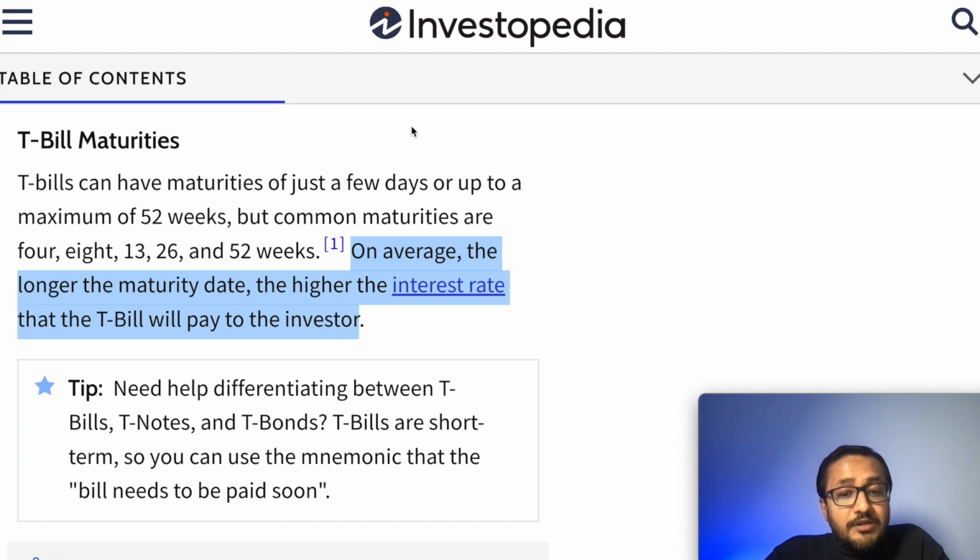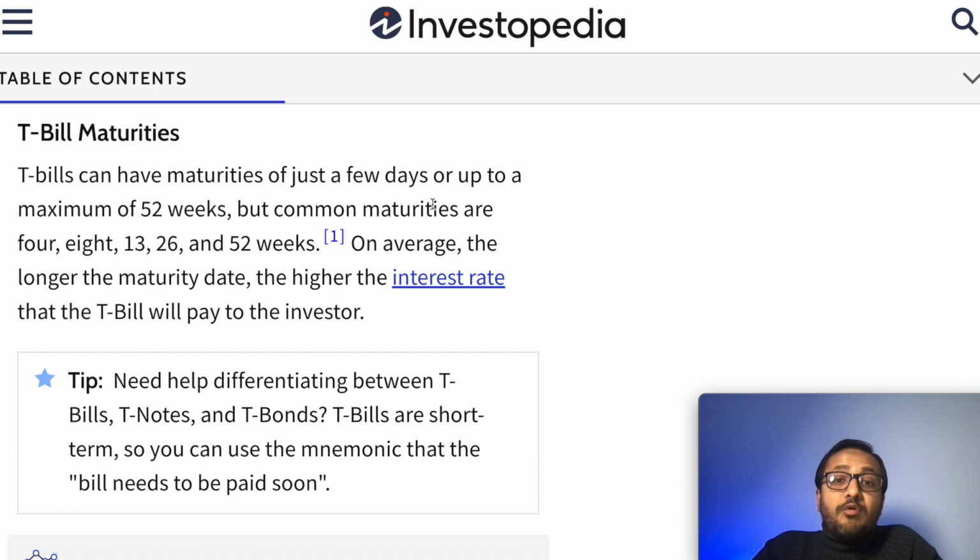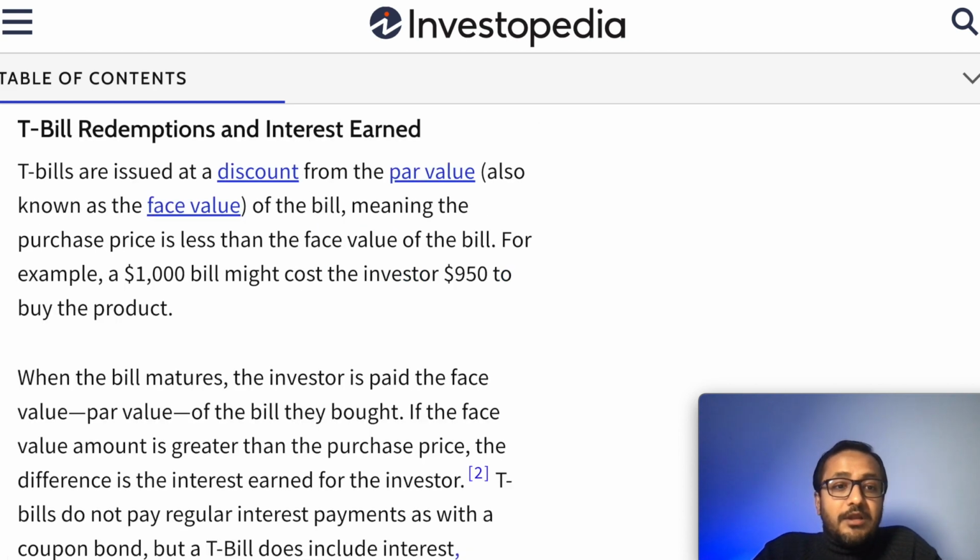If you need to differentiate between T-bills, T-notes, or T-bonds, you really want to search more on the government Treasury website, and you should be able to get a ton more information. The purpose of this video is only to talk about T-bills and differentiate between the interest rates for brokered CDs as well as T-bills. Now let's talk a little bit about T-bill redemptions as well as the interest earned.